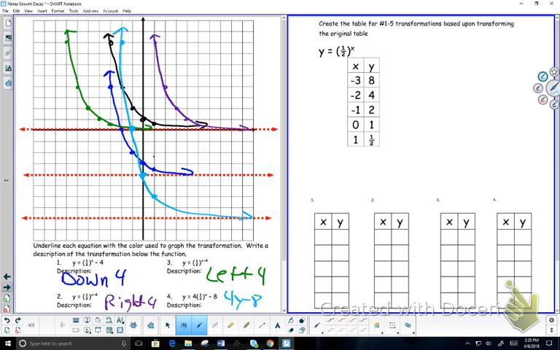Questions, problems with that? Tables? We want to do the tables? Or are you ready to go to your graphing? Yeah, we're ready to go to the graph. Go to your graphing.